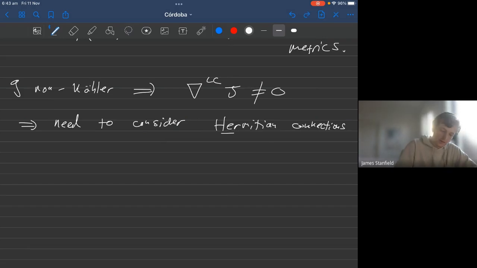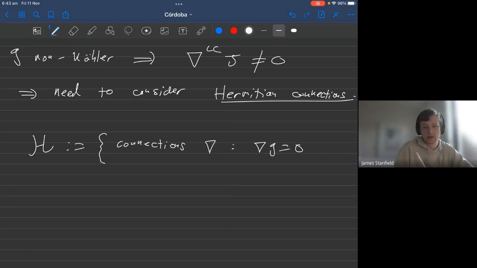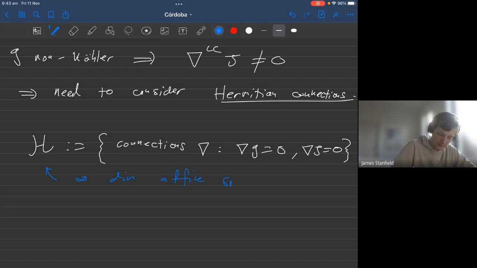Okay. So I'll just define this as like a script H. So these are connections. Well, we have a Riemannian structure that we want to preserve. That's fairly natural, but we also have this complex structure. So we want to preserve J. Okay, and in general, this is an infinite dimensional affine space. So there's no canonical connection that will do this for us.